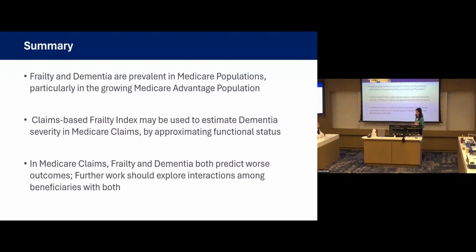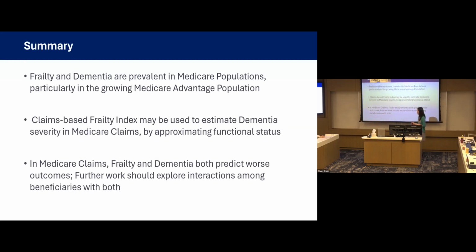So in summary, frailty and dementia are obviously parts of our Medicare populations, but particularly in the growing Medicare Advantage population, which should be looked at more closely in the future. We certainly have plans to do that. It's going to be a little bit of a learning curve, I have to admit, because we're not used to looking at that data, but I think the time has come for us to look at it.